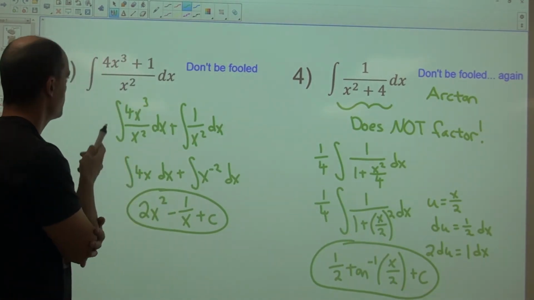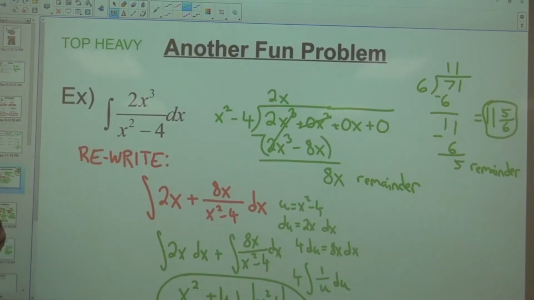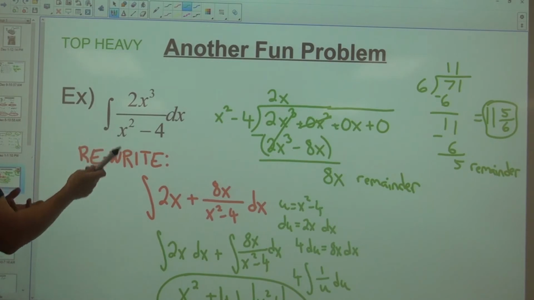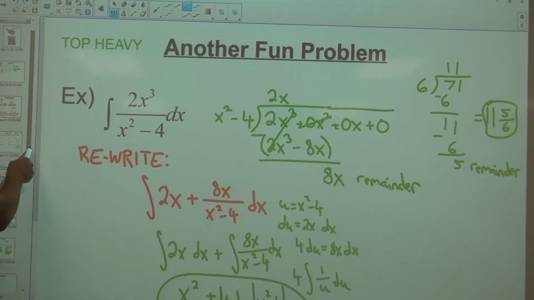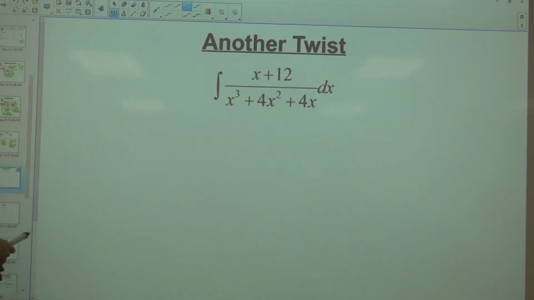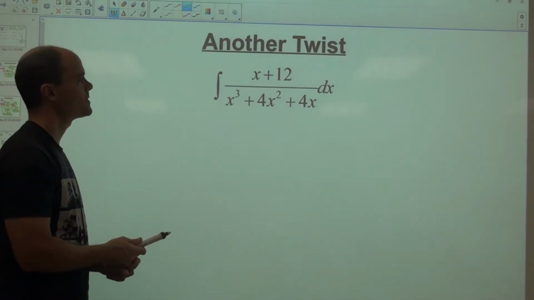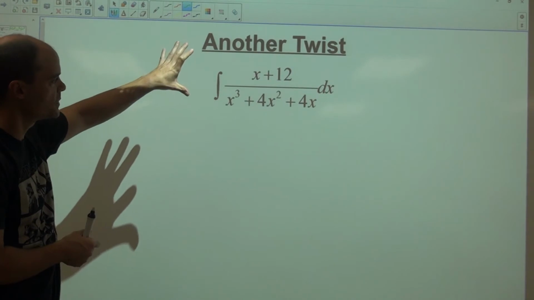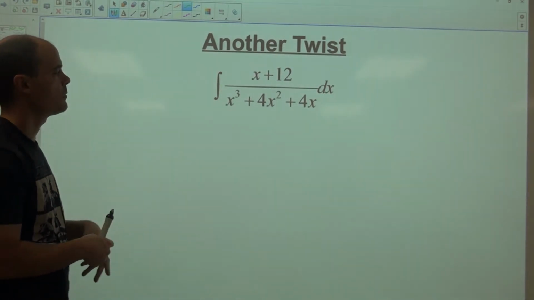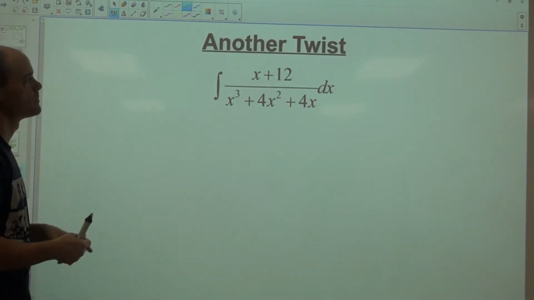All right, so if you see a top-heavy fraction, you're going to long divide. It's only really going to be worth your while if the bottom factors, but you can always long divide if it's top-heavy. All right, another little twist here. So the twists, I'm not going to make you guys finish the problem from start to finish, but I will ask you when the twist applies.